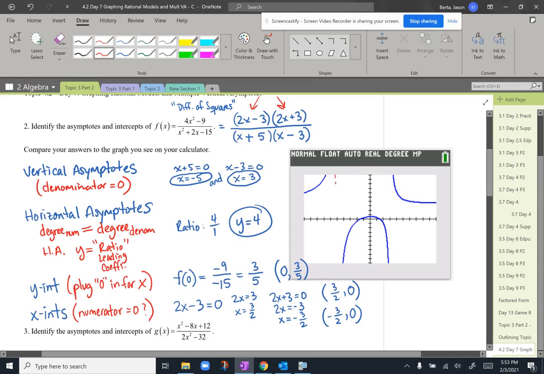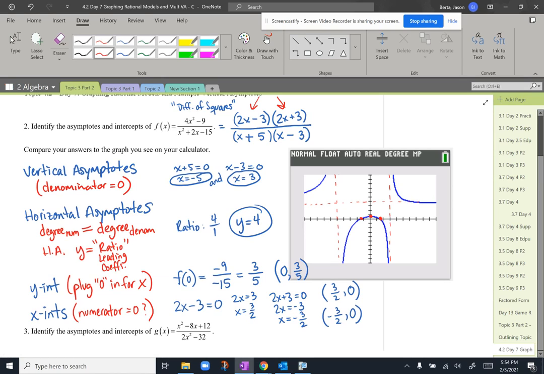And the first thing I see is we did a great job finding the vertical asymptotes. We found one at -5. We found another one at x equals 3. We found a horizontal asymptote at y equals 4. And we also found x-intercepts at positive and -3/2, and a y-intercept at the point 0, 3/5. And all those key features seem to check out on the graph that we got using our graphing calculator. So great job on this one.